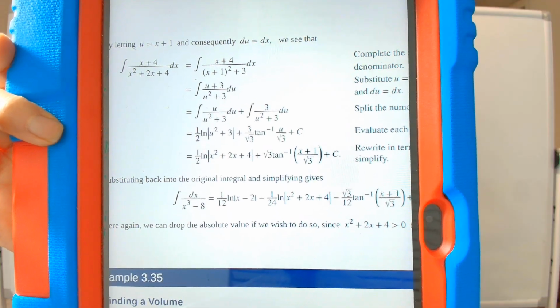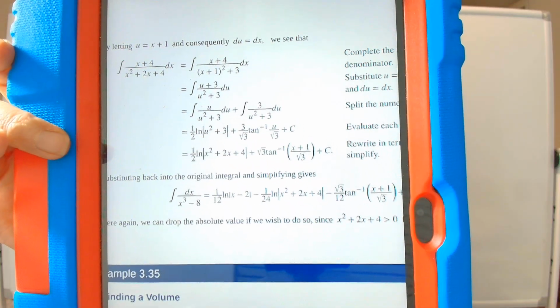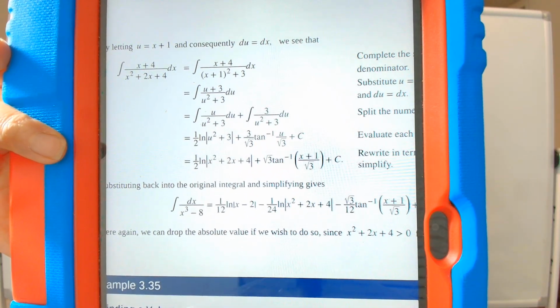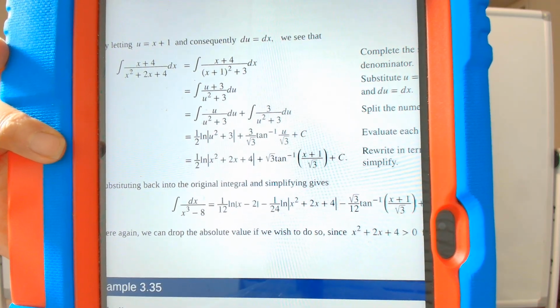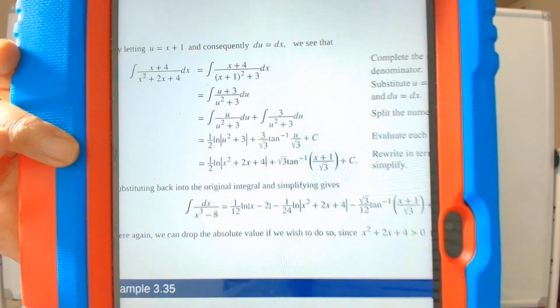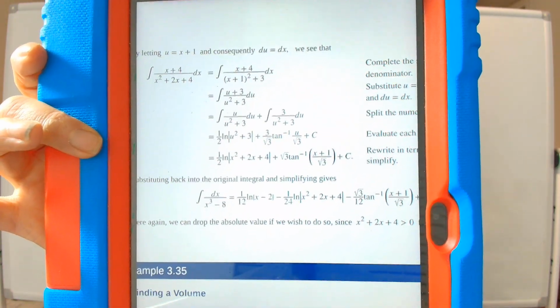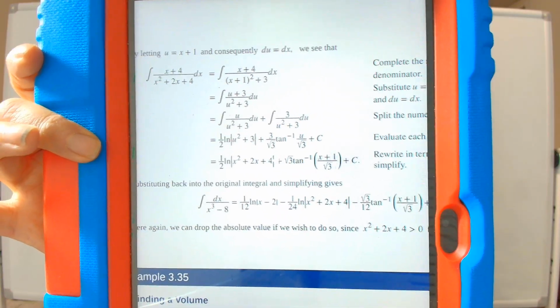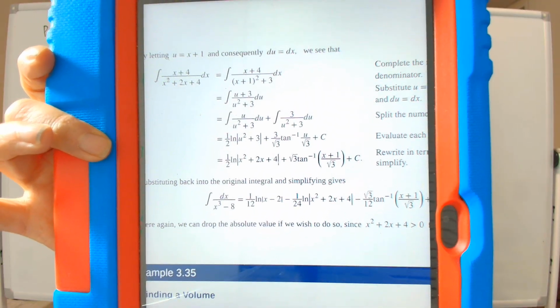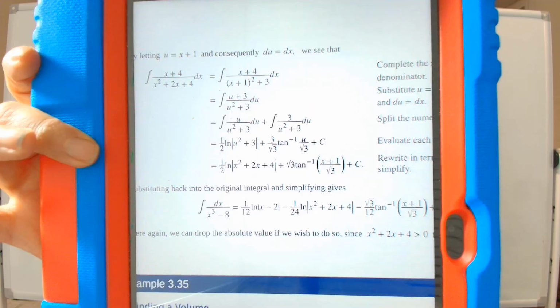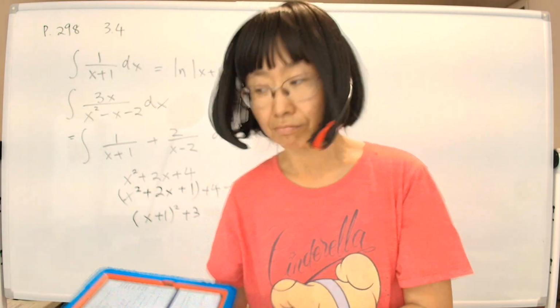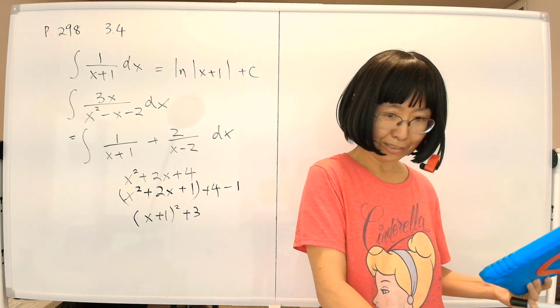The first fraction, which has a u on top, we'll use a direct substitution. The second fraction has no u, but it's a squared plus u squared situation, so you're going to apply that tangent rule that I showed you, but you have to adjust it a little bit. So the actual formula is, let me just show you the actual formula.